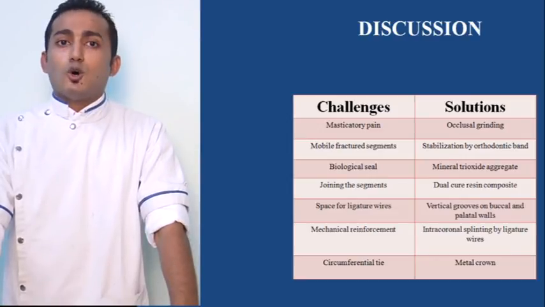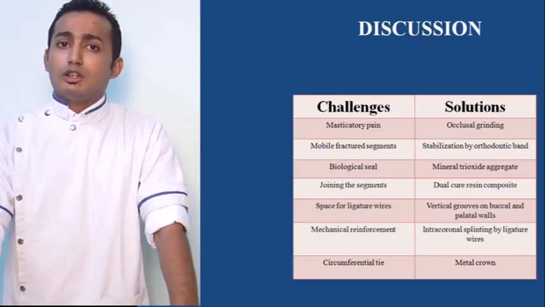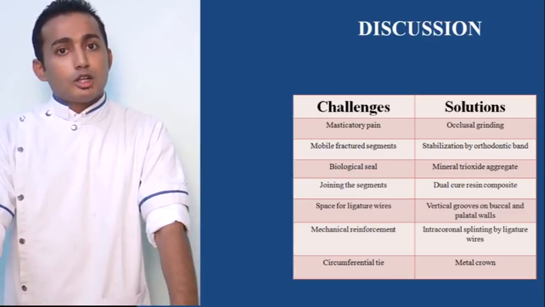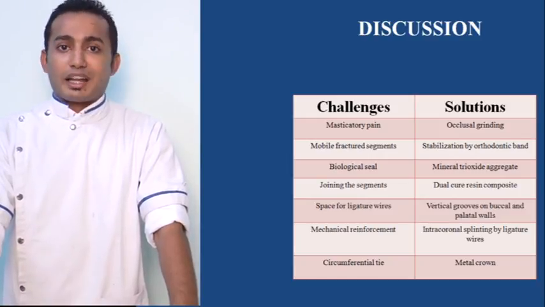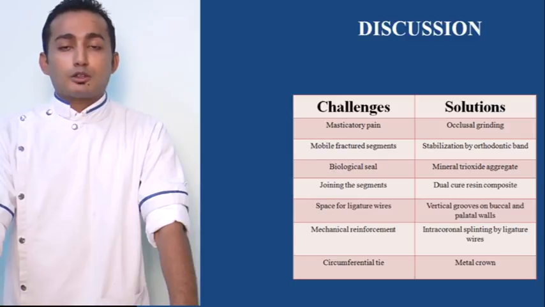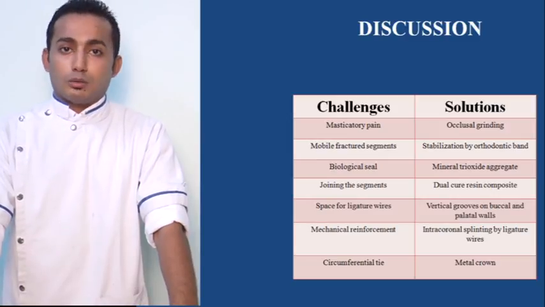In this case, occlusal grinding was done to relieve the tooth from masticatory load. Orthodontic bands were used to facilitate the endodontic treatment and to stabilize the tooth, and ligature wires were used to splint the tooth and make it mechanically strong, and flowable composite was used to glue the fractured segments together, and circumferential tie was provided by an all-metal crown.